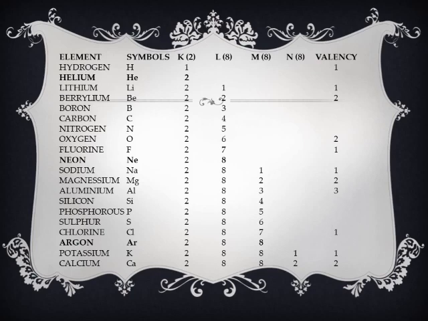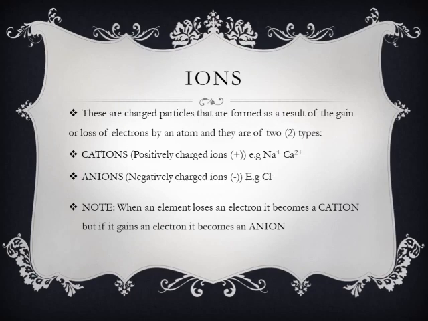Now the next thing we'll be moving to, we'll be talking about ions. It says ions are charged particles that are formed as a result of the gain or loss of electrons by an atom, and they are of 2 types. We have the cations and we have the anions. Cations are positively charged ions. Example, we have the sodium ion, we have the calcium ion.